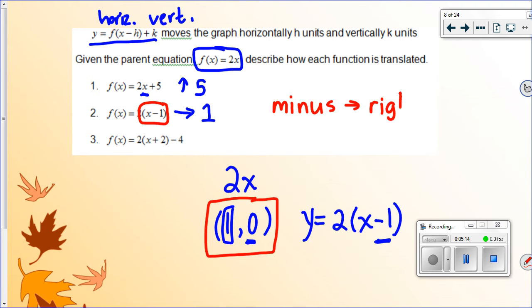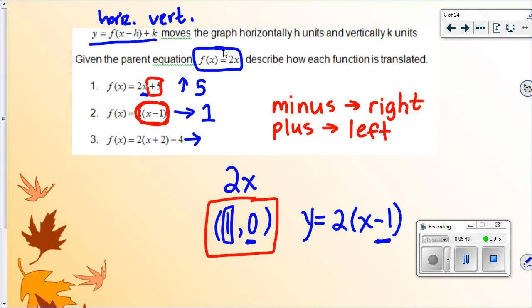Now again, this is just with x's. Okay? And plus is going to mean a translation to the left. All right, so make sure you remember that. On the outside, however, this says plus 5. That is up 5. Right, that's still a positive 5, you're moving up 5, but inside of the parentheses, it's the opposite of what you think.